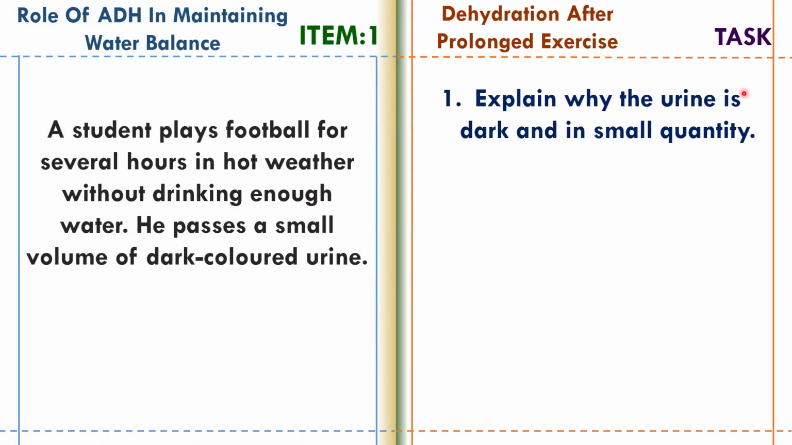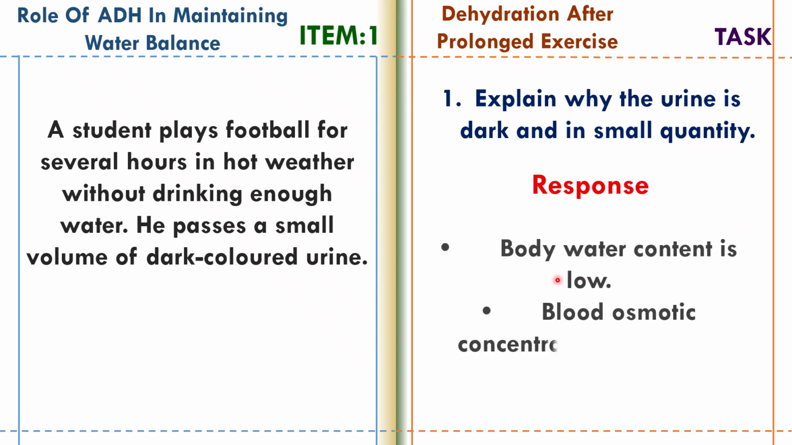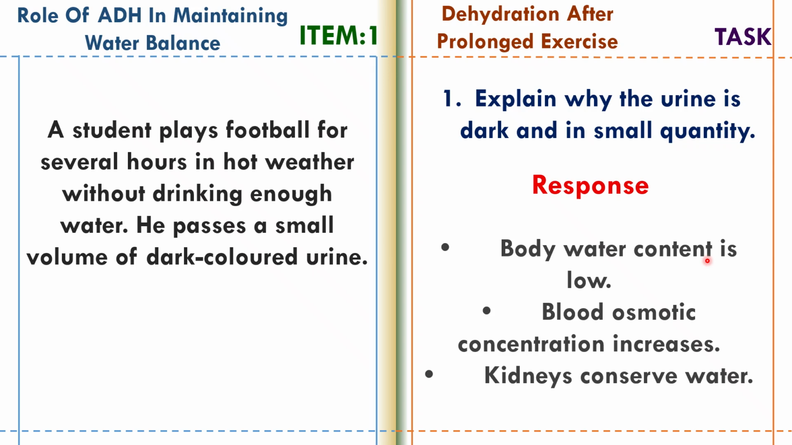Explain why the urine is dark and in small quantity. The body water content is low. Blood osmotic concentration increases. Kidneys conserve water.